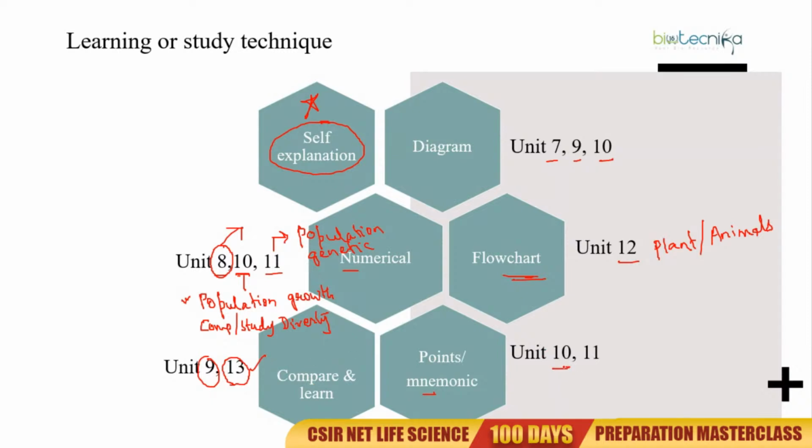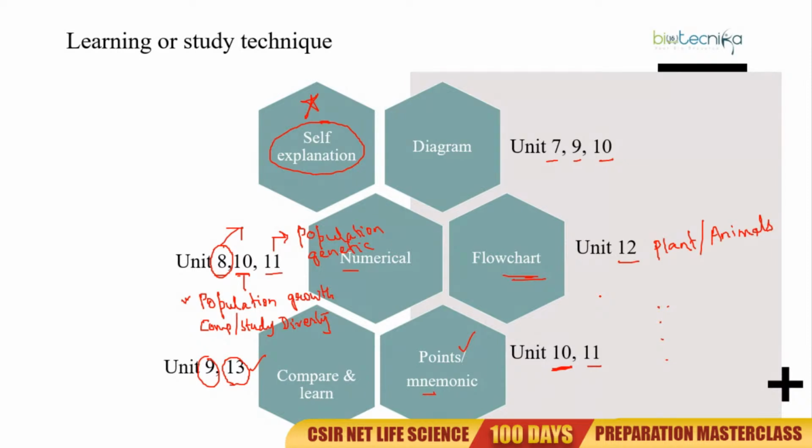For unit 10, since it is mainly concept based, you can definitely go for point studies. When you're studying, make some points, bullets. Don't write sentence after sentence, just mention the important words. For unit 11 also the same thing. In unit 11, for your paleontological eras, you can use mnemonics to memorize the eras, the periods, the epochs and all. So basically these are the study techniques which you can apply for the different units here.